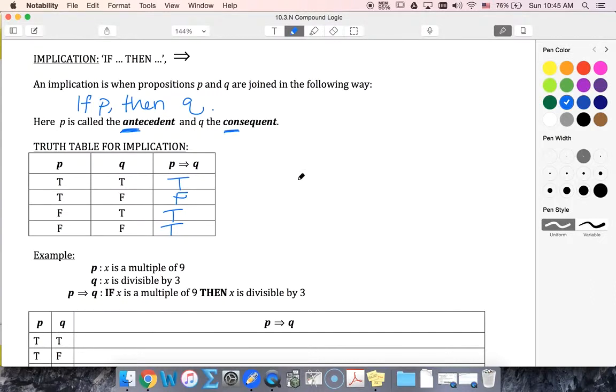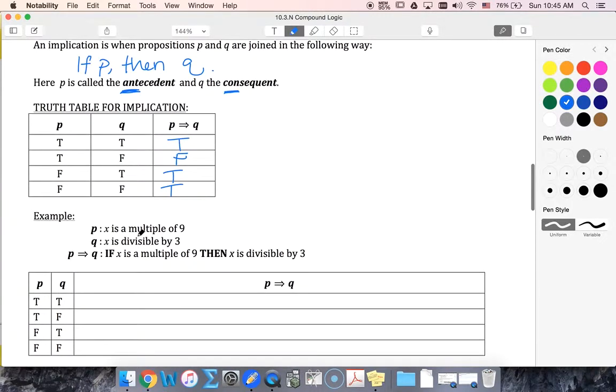Let's look at an example of this. So an example could be that my P statement is that X is a multiple of 9. My Q statement is X is divisible by 3. So then my implication is if X is a multiple of 9, then X is divisible by 3. So let's look at a statement for this. So let's pick a multiple of 9. So let's say that X is 27.